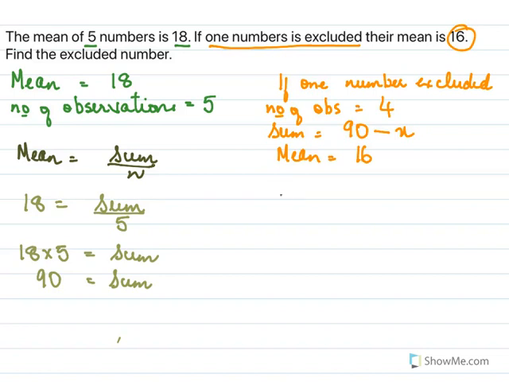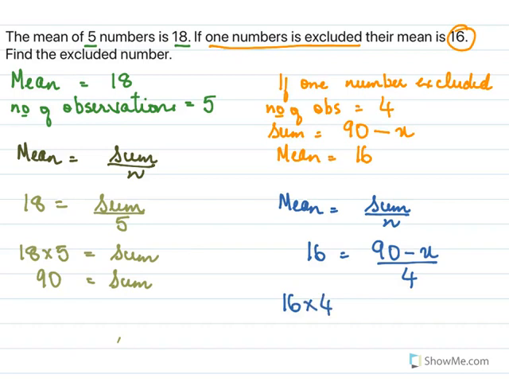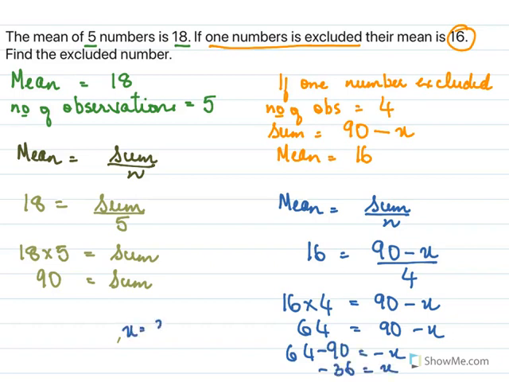So again we use the formula mean equal to sum over number of observations. So 16 equal to 90 minus x over 4. So now this will be 16 into 4 equal to 90 minus x. 16 into 4 is 64 minus x. So minus x is 64 minus 90, minus 36 equal to minus x. So x equal to 36. So the excluded number is 36.